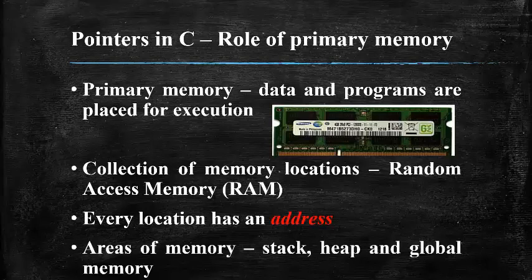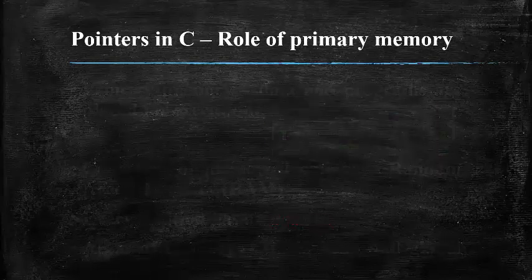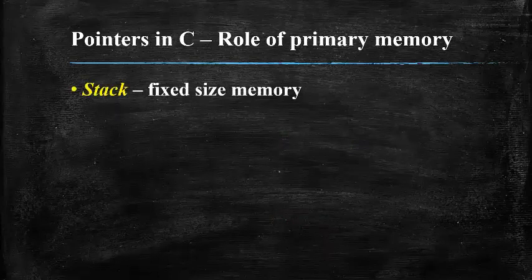There are three areas of main memory: the stack, the heap, and the global memory. In the next few minutes, we are going to see what a stack is, what the difference between stack and heap is, and how the global memory is going to work. Starting off with the stack, it is actually a fixed size memory. When I say fixed size memory, let's say, for example, we try to view the stack as a jar.